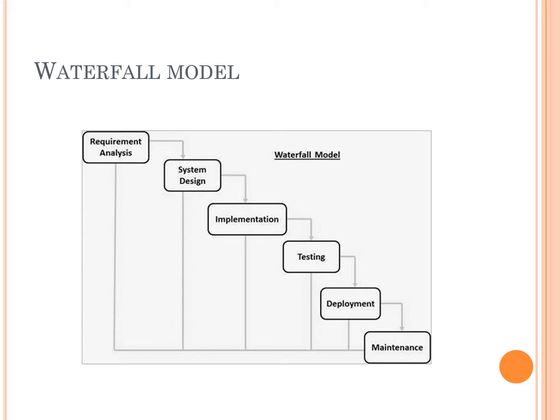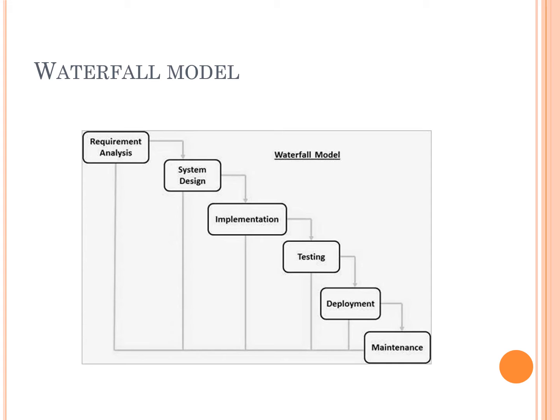Waterfall Model. Waterfall model was the first process model to be introduced. It is also called as linear sequential lifecycle model. It is very simple to understand and use. In waterfall model, each phase must be completed before the next phase can begin, and so there is no overlapping in the phases. So we'll see about the waterfall design model.